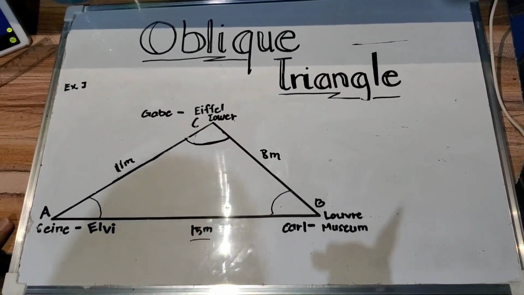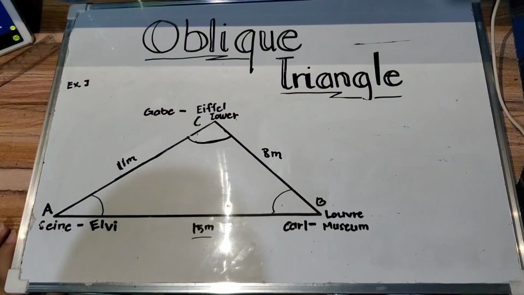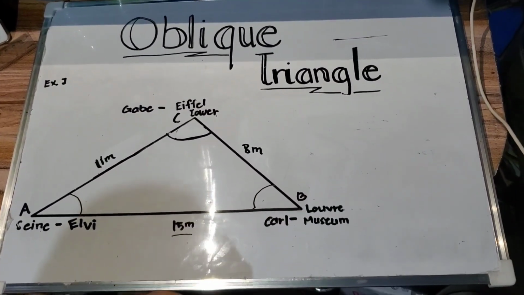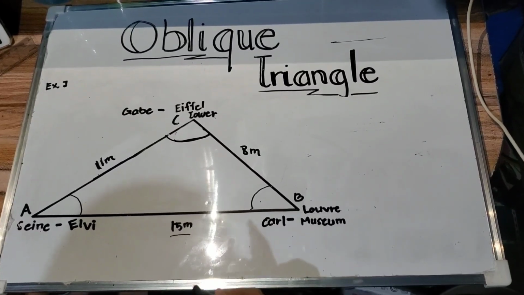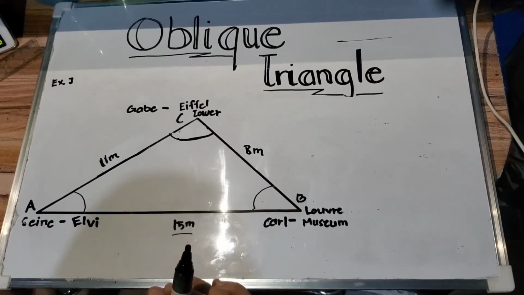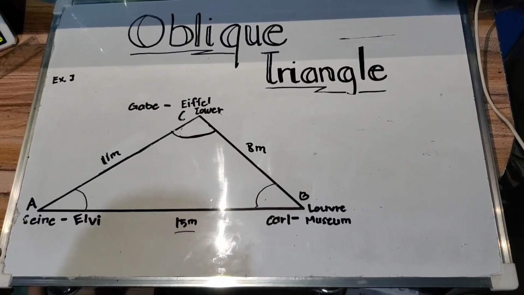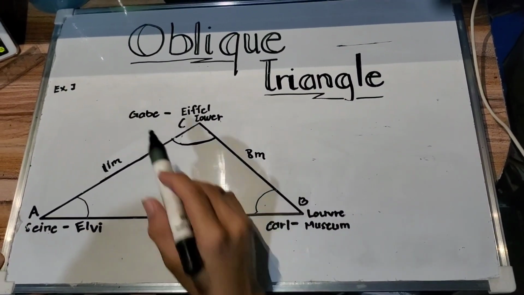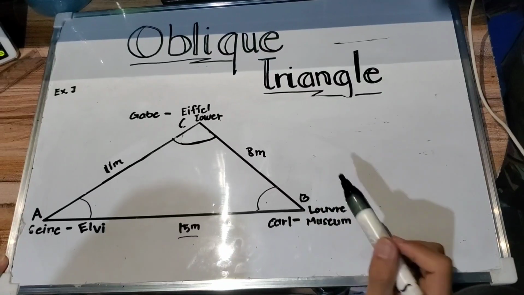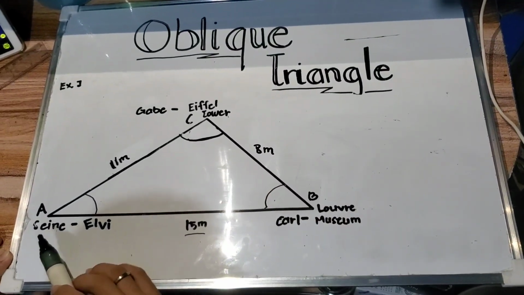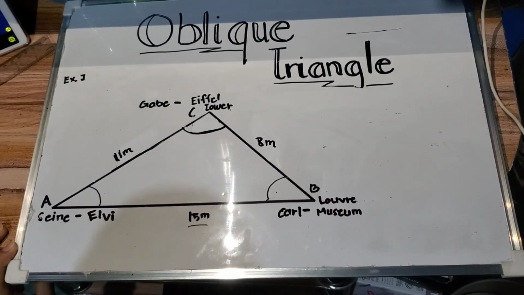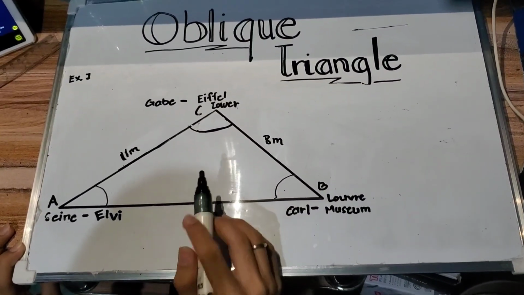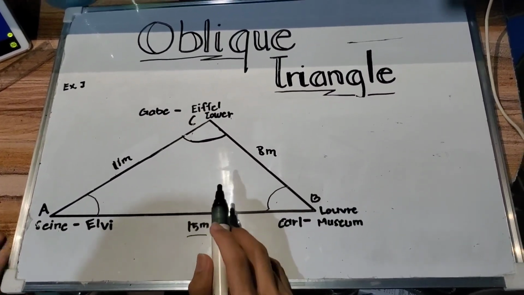So first, we need to identify the problem. The problem in this triangle is there are three cousins, which are Gabe, Carl, and Ellie. They went to Paris to answer their math exercises in their module. Each one chose a part of Paris where to stay as shown in this illustration. So Gabe is at the Eiffel Tower, Carl is at the Louvre Museum, and Ellie is at the Seine. So the question is, what is the measure of angle A, angle B, and angle C, since this given triangle is SSS?